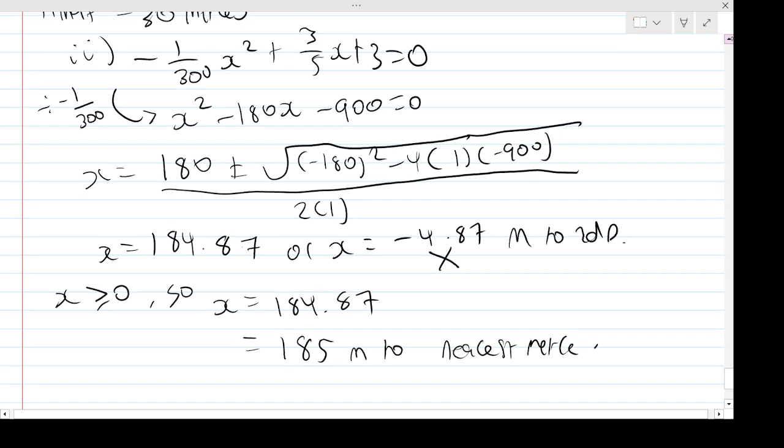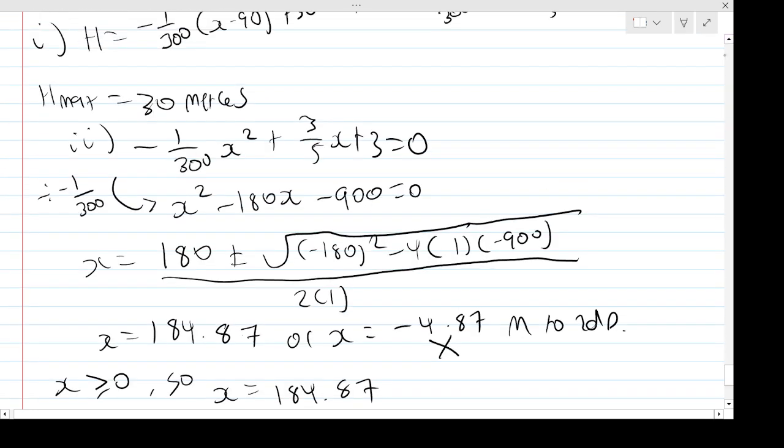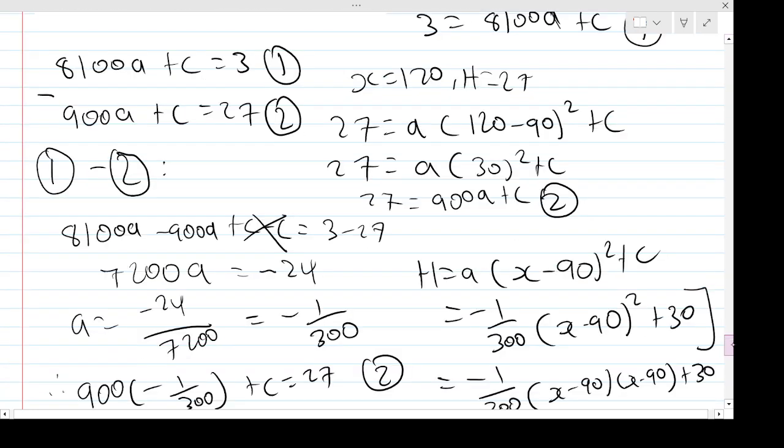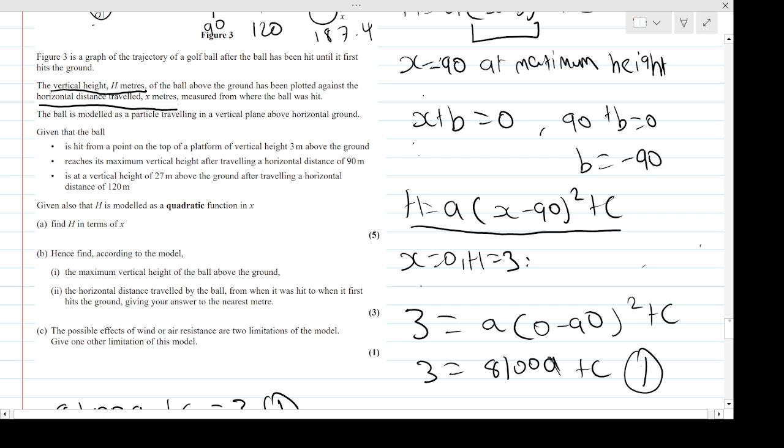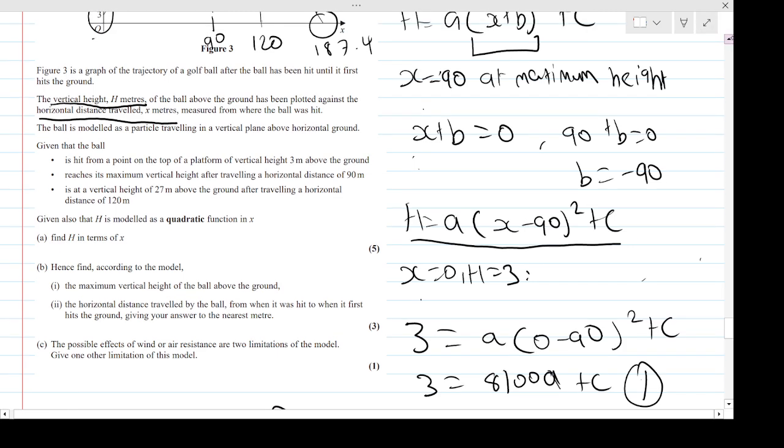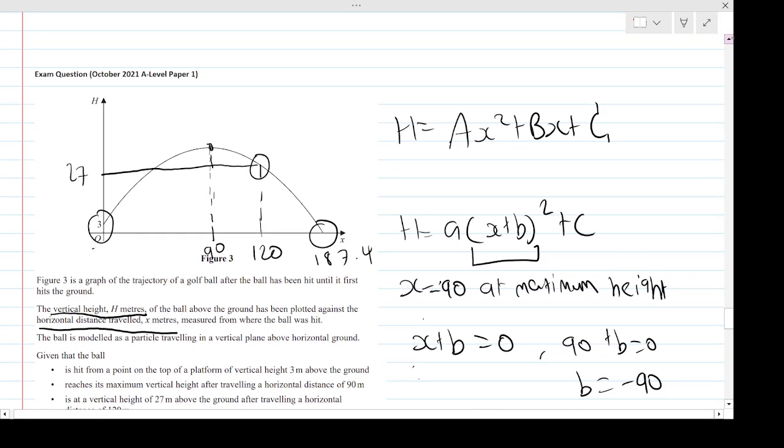Then for the last question, the possible effects of wind or air resistance are two limitations. So we discussed that last time. Give one other limitation to the model. Okay, so I'm going to do that up here.